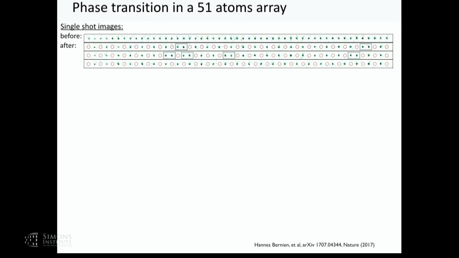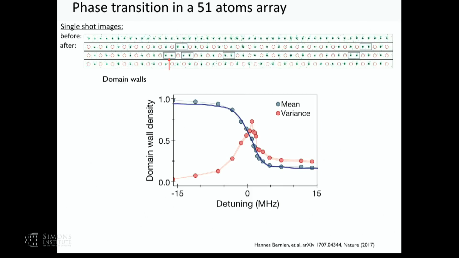It's a classic statistical physics 101 picture of a phase transition. So what we can do is look at these defects, which are like domain walls, and study, for example, how the average number of domain walls evolves, and how the distribution of domain walls evolves. We can have full counting statistics for these domain walls. Here, just the first two moments are plotted.